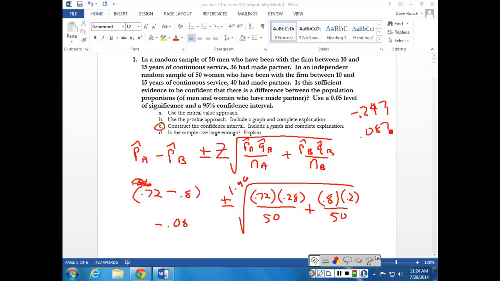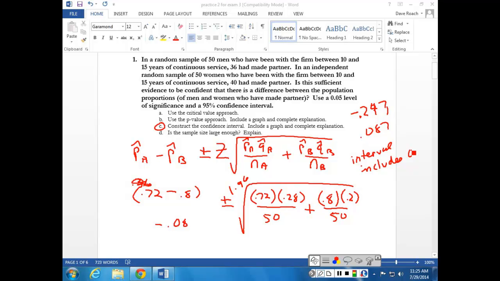So minus 0.247 to positive 0.087, that interval includes the number 0, which would mean no difference. Therefore, there might not be a difference. If 0 was in the interval, there might not be a difference. So now we have the same conclusion in all three.